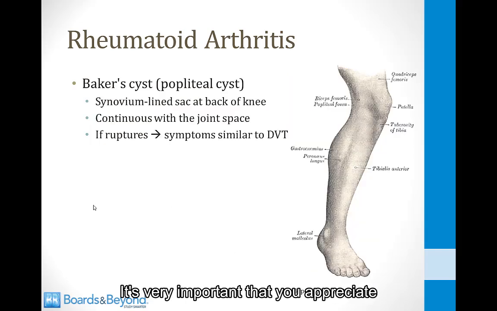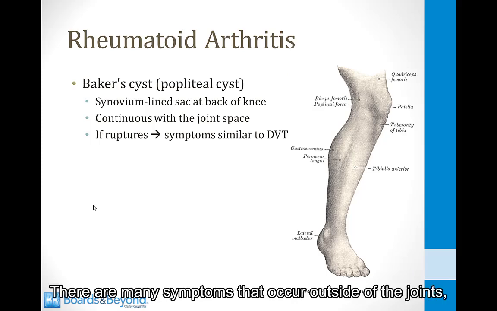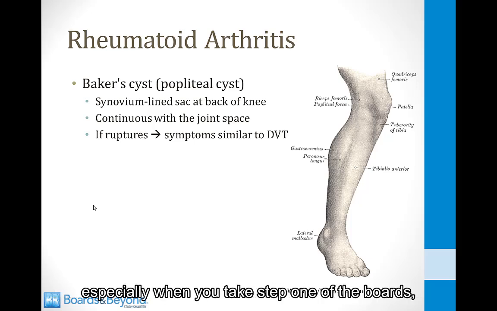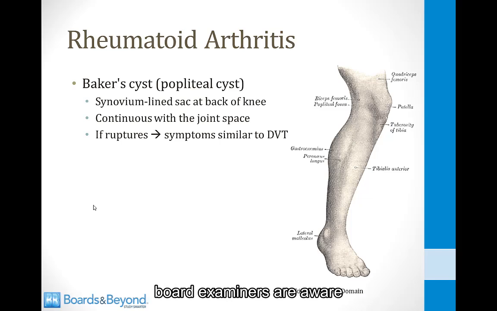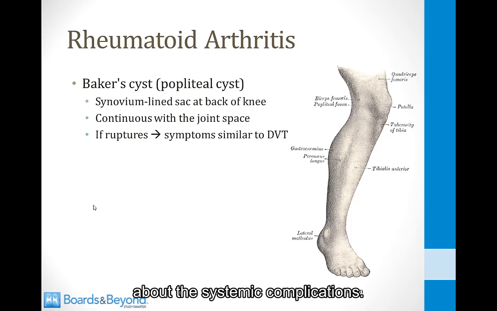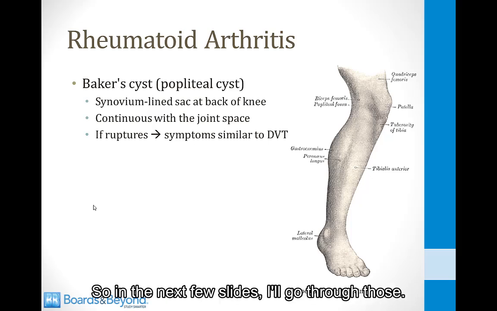It's very important that you appreciate that rheumatoid arthritis is a systemic disease. There are many symptoms that occur outside of the joints, and you don't want to think about it as just a joint disease. Especially when you take step one of the boards, board examiners are aware that many students memorize the joint findings, so they will often ask you about the systemic complications. So in the next few slides, I'll go through those.